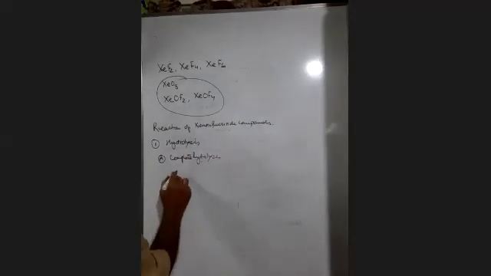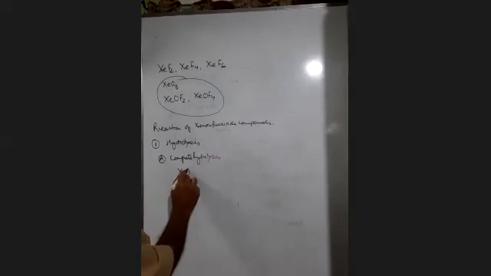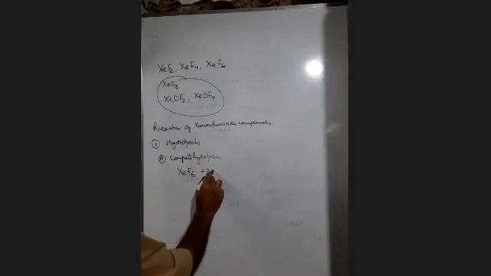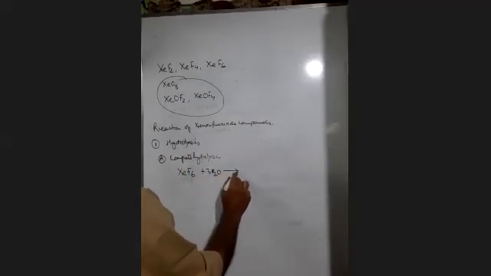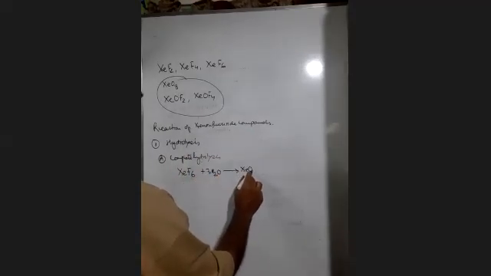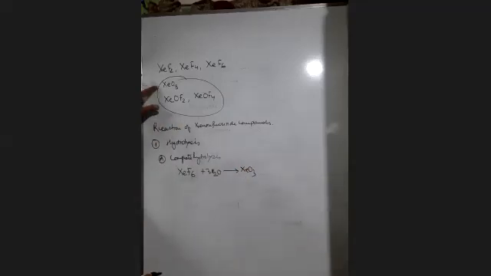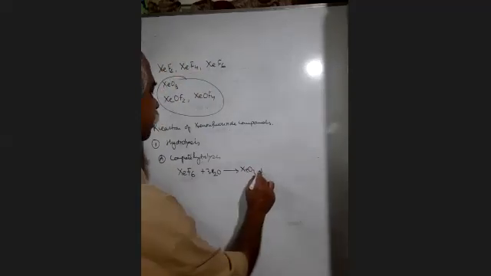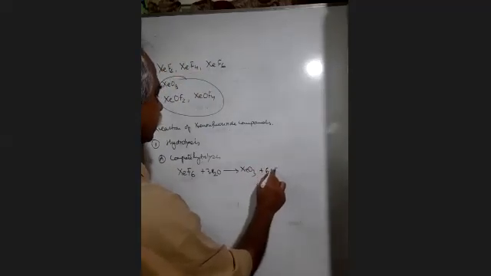Okay, so I'll write now here XeF6 plus 3H2O, it will give you XeO3. Just now I told you, this is the one that is not directly prepared. We prepare this, from there we get this. Plus what we will get here? 6HF.